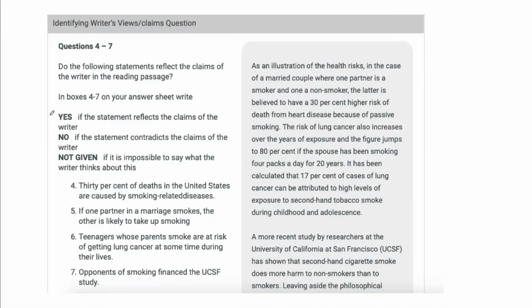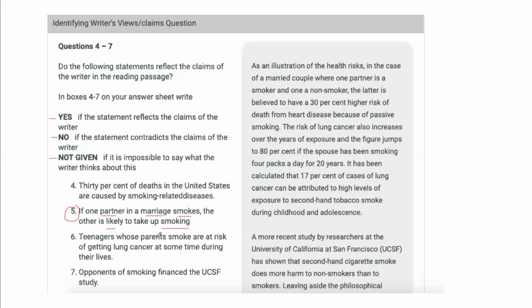Okay, let's first look at a brief example so I can show you the differences between yes, no, and not given in action. Let's take a look at number 5. Now, in our example, we will read the question, underline the keyword, scan, and then skim. So we'll do the same thing here. If one partner in a marriage smokes, the other is likely to take up smoking. So we see partner and marriage, smokes, and then likely and smoking, I think, are excellent keywords. Also, as a side note, take up is an excellent phrasal verb.